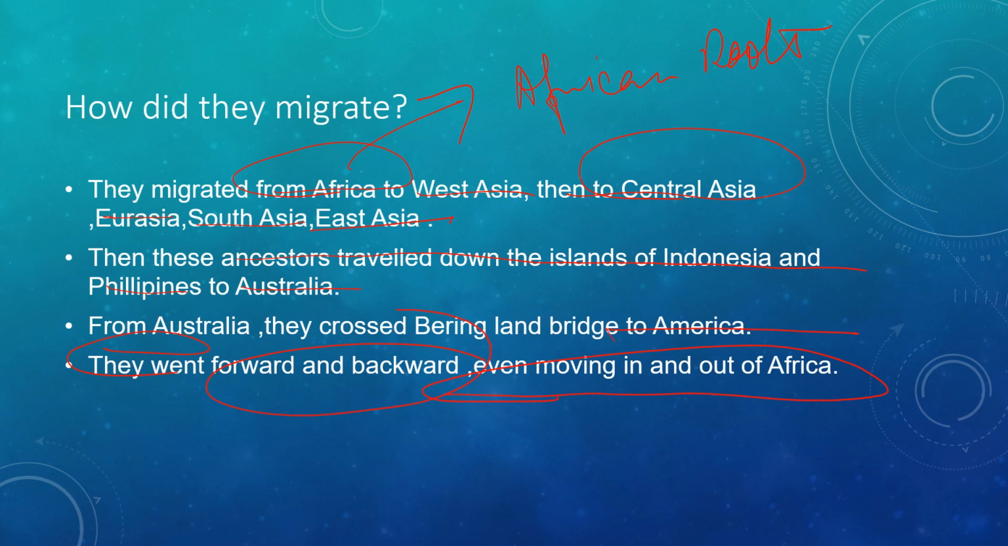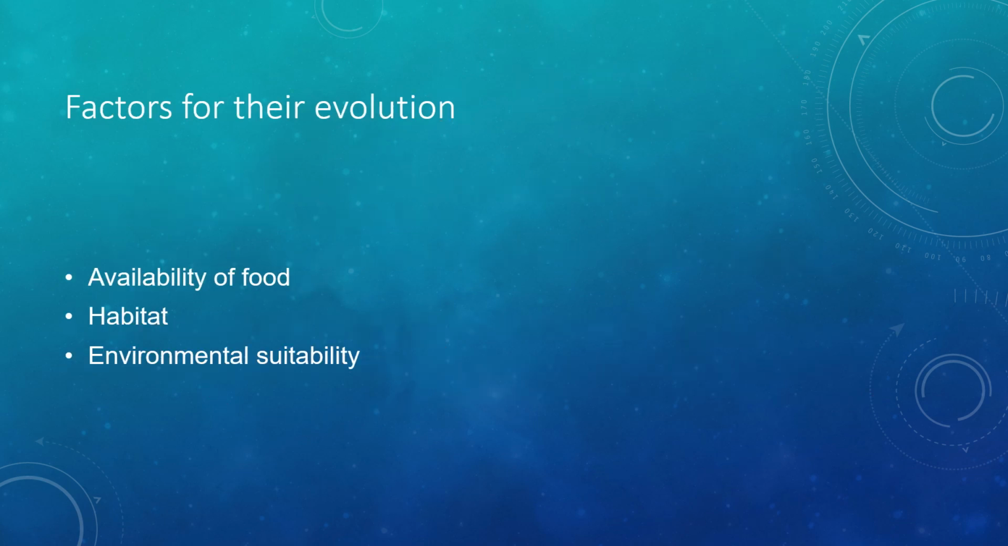Is it clear? So what are the main factors on which the evolution happened? Might be they started moving from Africa to different regions in search of food. As the availability of food in Africa might not have been sufficient, they started moving from one place to another. Their physical and structural changes happened due to availability of food. They tried to modify their body parts and organs in the presence of different types of food. So availability of food is the main thing.